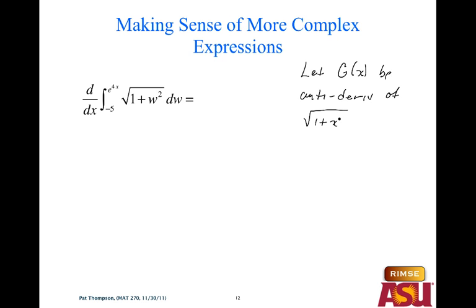Again, this one does have a closed form antiderivative, but not within our grasp right now. That's actually a topic for Calc 2. But with the rules we know right now, we cannot get to a closed form antiderivative of this. So we're still stuck with just representing it as capital G. We're going to let capital G be the antiderivative of the square root of 1 plus x squared.